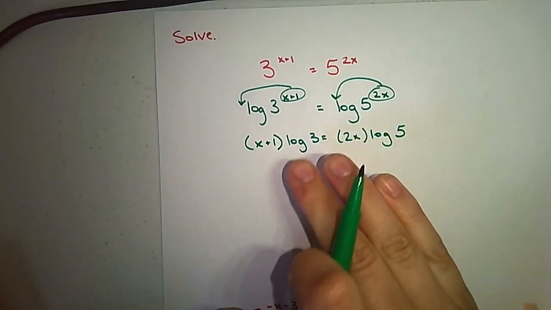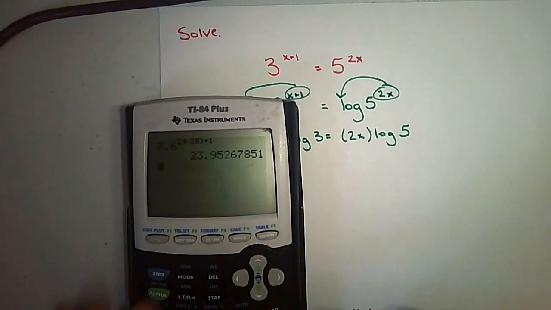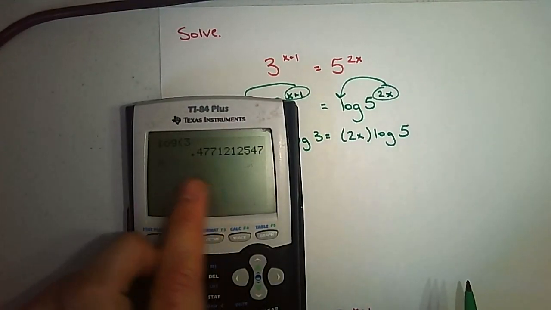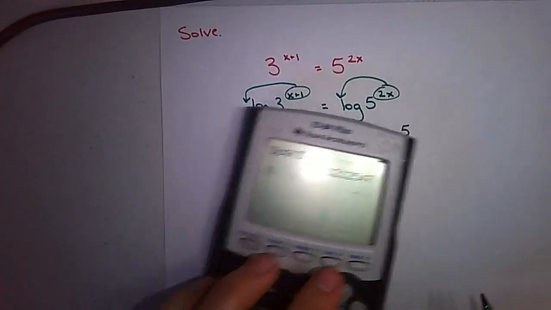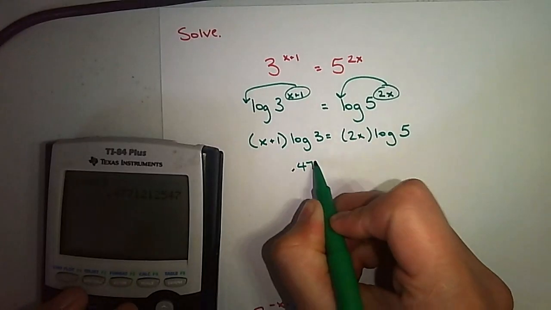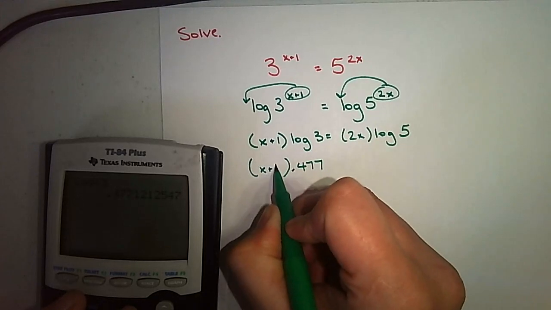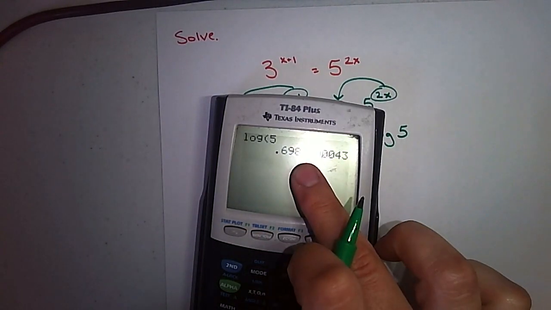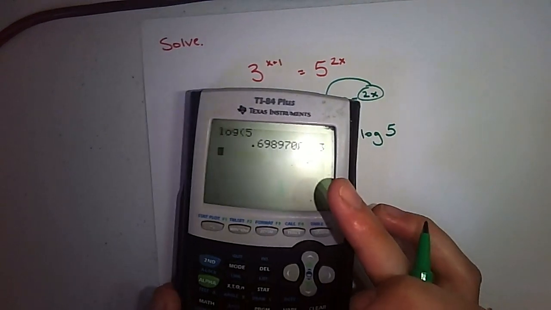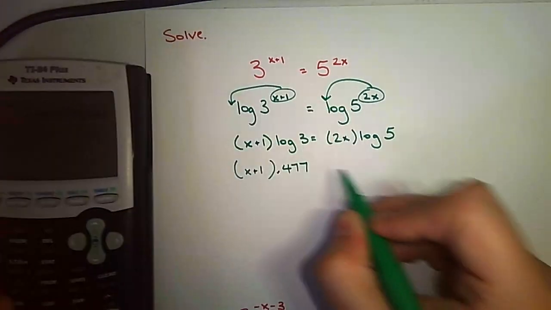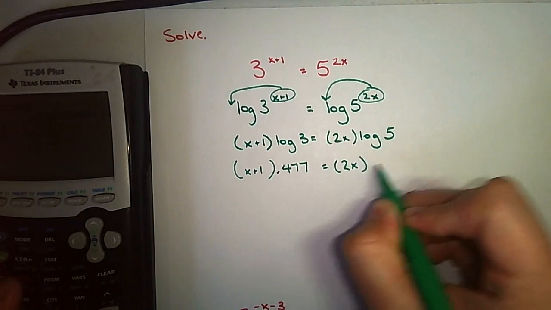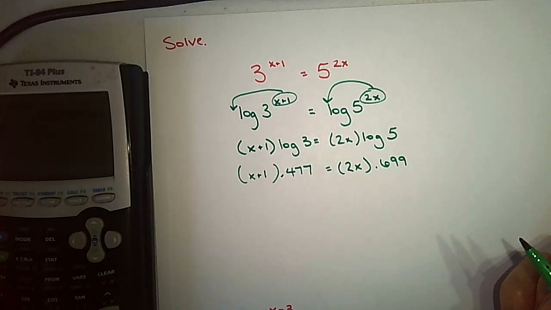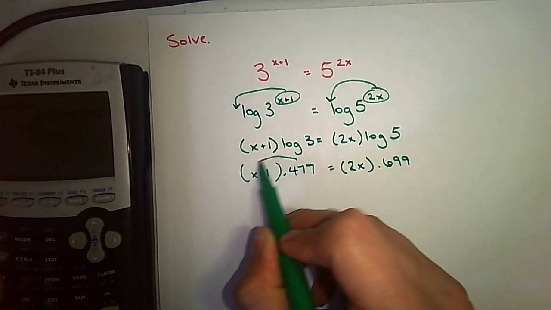Next step, again, I know the logs are just a decimal approximation, so let's go ahead and figure that out. So log of 3 is 0.477. And let's see, log of 5 is 0.699. That would round up. And again, it's not the prettiest, but you guys can all solve it. Let's go ahead and multiply this out.